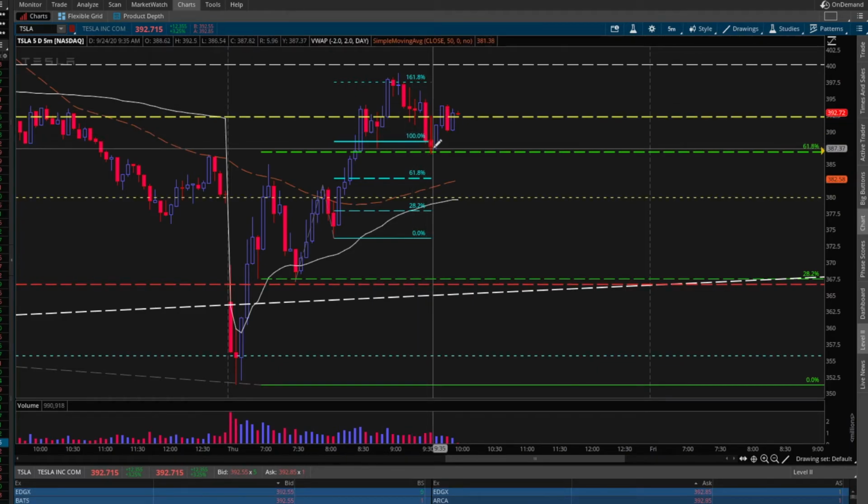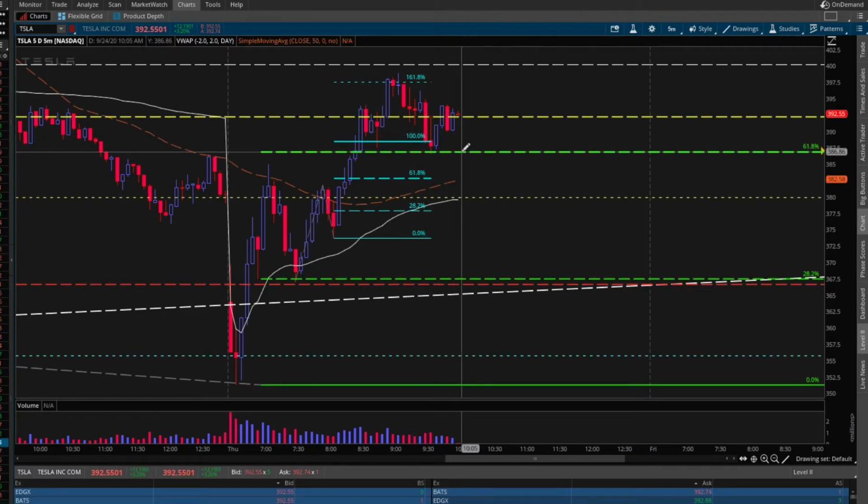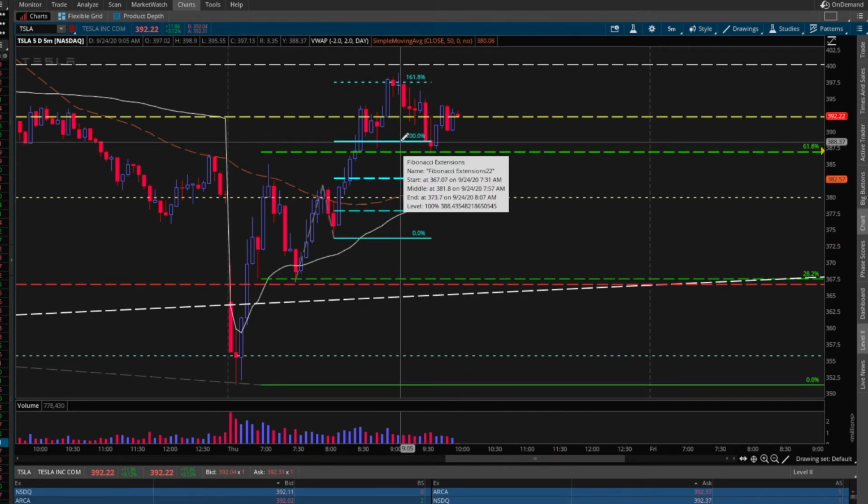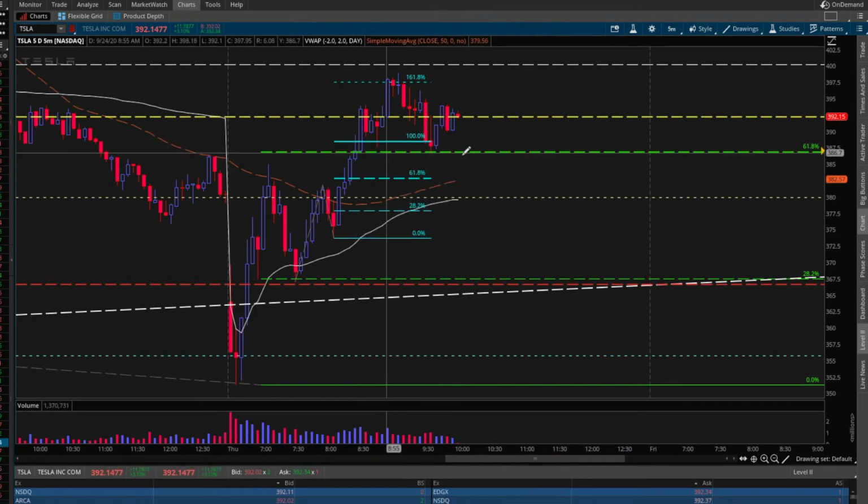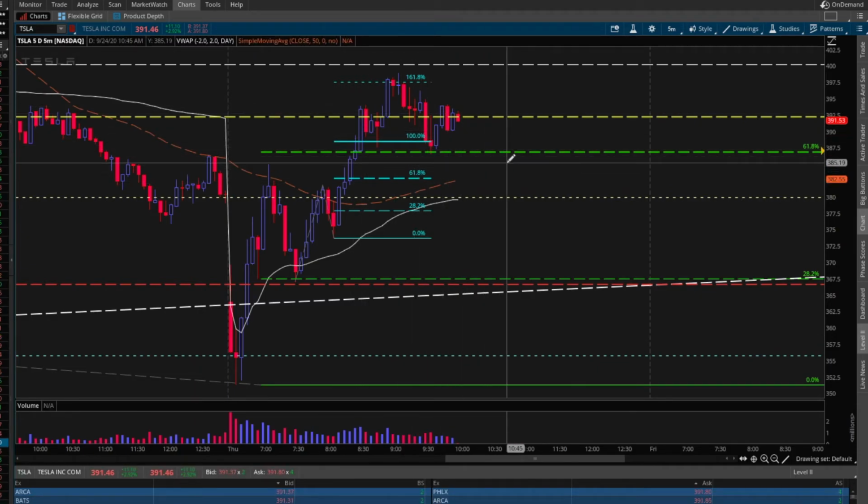before trailing back down to find support on this longer term 618, our previous 618 of our extension, and the 100% extension of this. So I would call that symmetrical support, since we have three extensions all bordering on the same price line, giving this price action a lot of support.